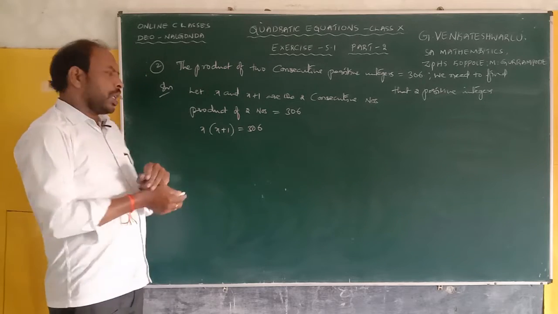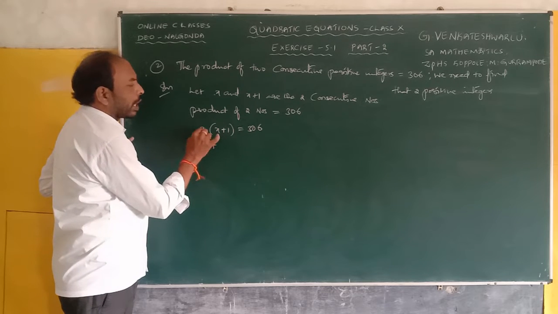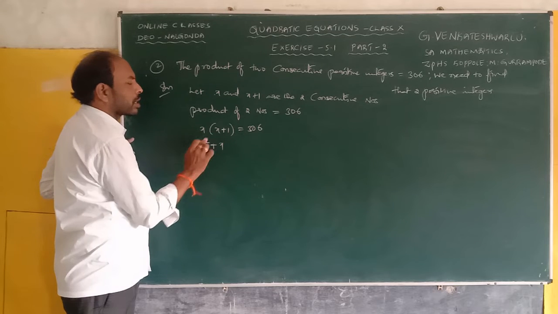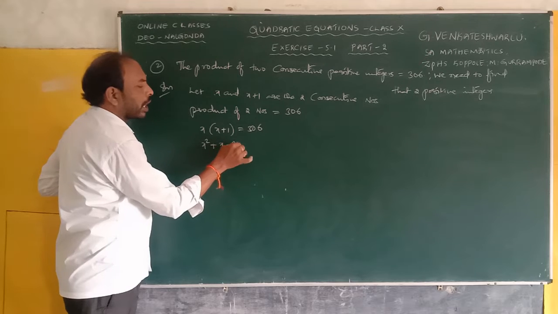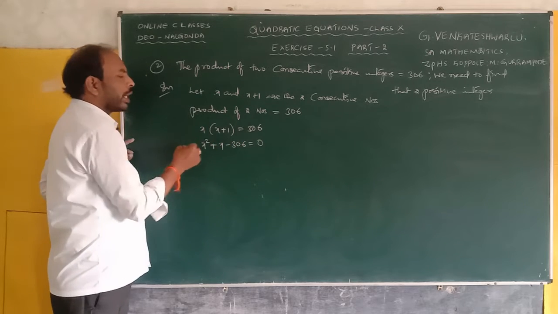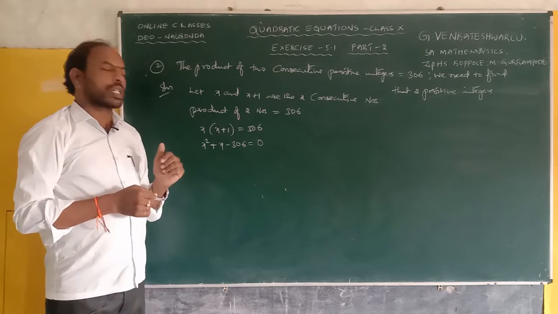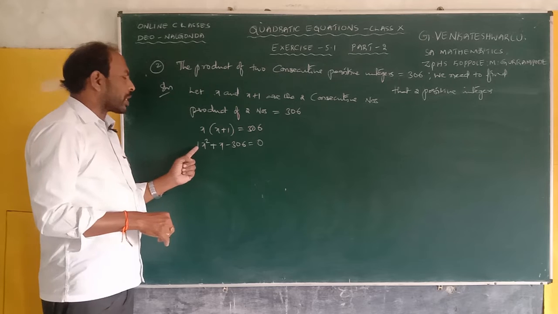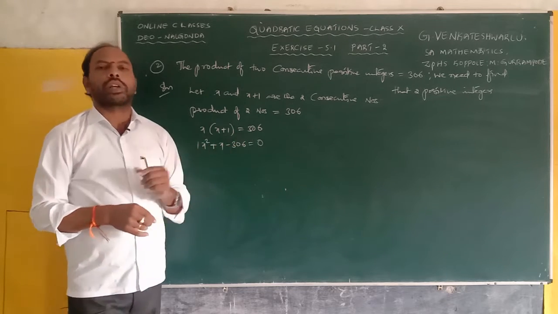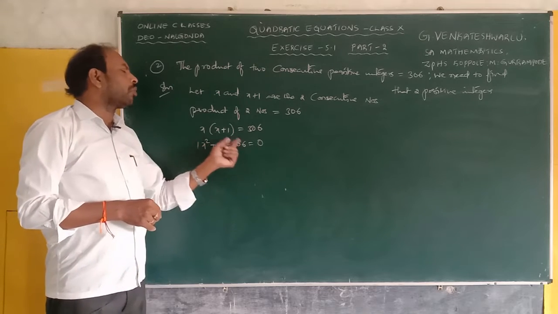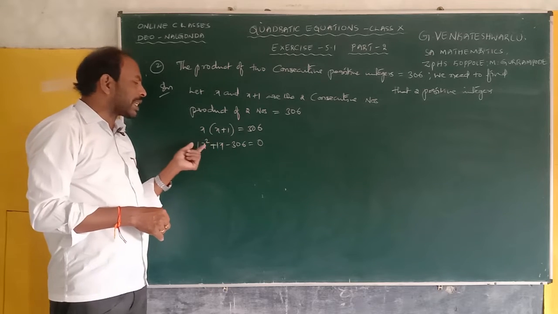Look here. Using the distributive property, x into x plus 1 is x square plus x. Transposing 306, x square plus x minus 306 is equal to 0. Here it is a quadratic, a second degree equation. The coefficient of x square is 1, which is not equal to 0. That's why it is a quadratic equation. It is a simple quadratic equation. Yesterday we already discussed this type of problem.